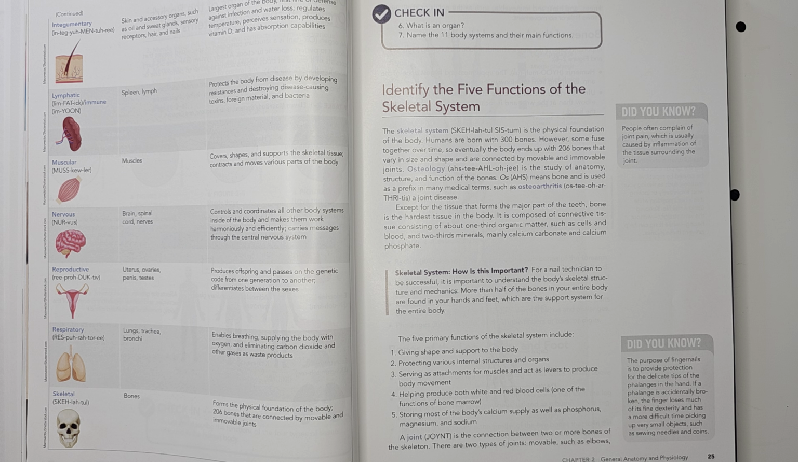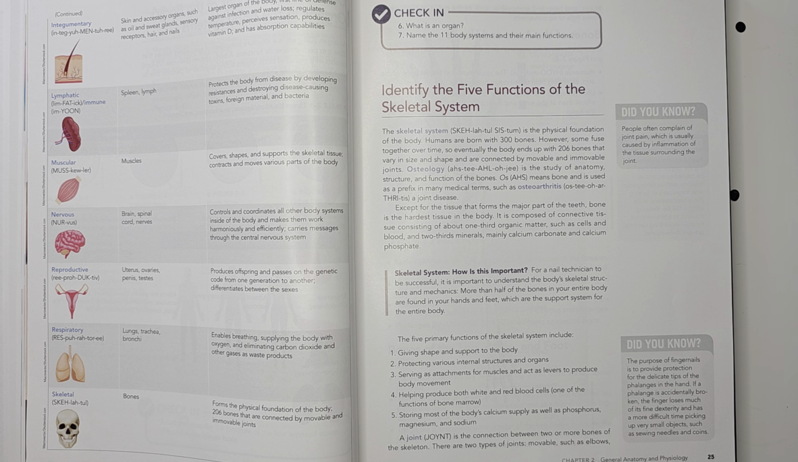The five primary functions of the skeletal system include: 1. Giving shape and support to the body. 2. Protecting various internal structures and organs. 3. Serving as attachments for muscles and acting as levers to produce body movement. 4. Helping produce both white and red blood cells, one of the functions of bone marrow. 5. Storing most of the body's calcium supply, as well as phosphorus, magnesium, and sodium.